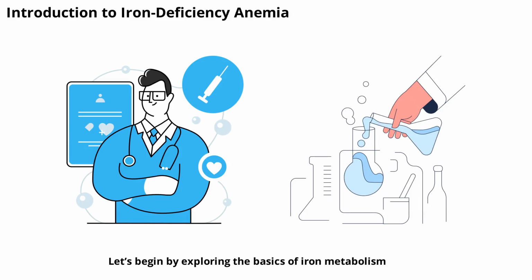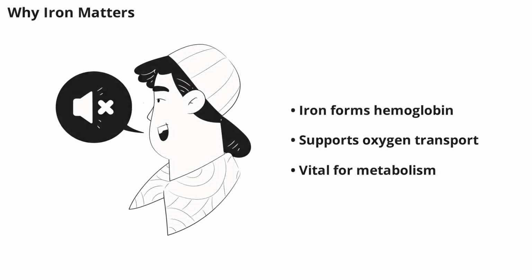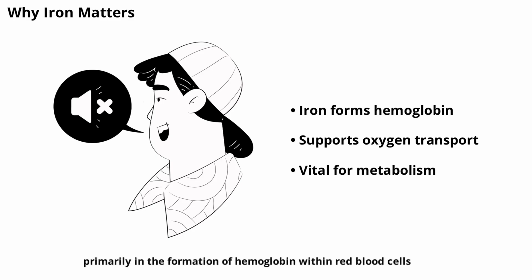Let's begin by exploring the basics of iron metabolism and why iron is so essential for our health. Iron plays a vital role in the body, primarily in the formation of hemoglobin within red blood cells. Without sufficient iron, the body cannot produce enough healthy red blood cells, leading to symptoms like fatigue, weakness, and pale skin. Iron is also involved in various metabolic processes and supports overall cellular health. When iron levels drop, the body's ability to transport oxygen is compromised, which can have widespread effects on health and daily functioning. This is why evaluating iron status is a key step when anemia is suspected.